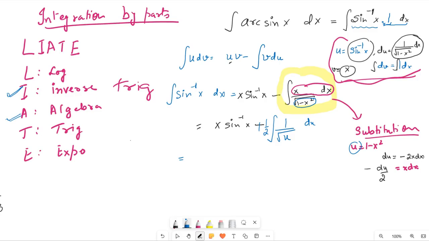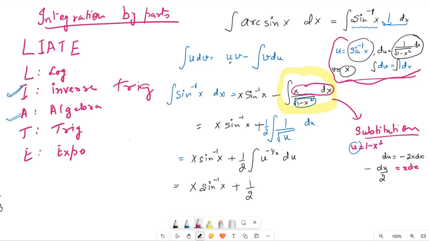Okay. X sine inverse x, this part is already done. Don't do anything to it. Just copy it. 1 by 2. This root u can be written as u to the negative half because it was in the denominator. That's why it's negative. And root means it's to the power 1 by 2. X sine inverse x plus the integral of u to the negative half.